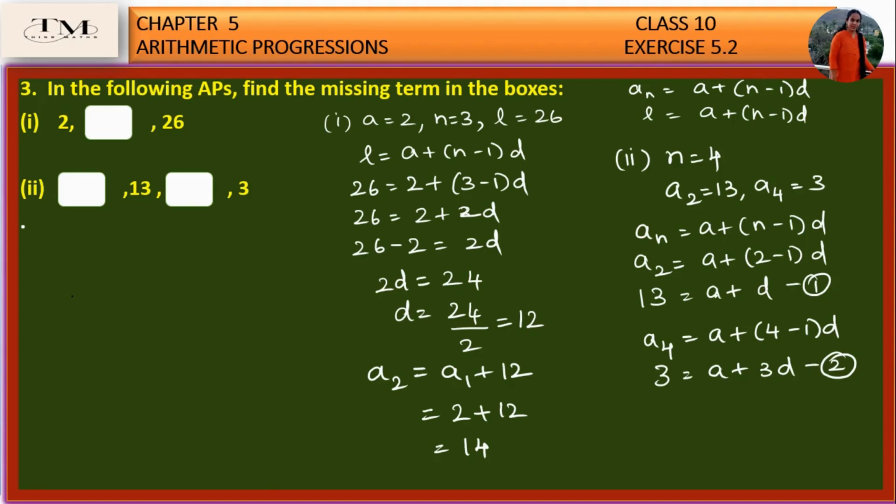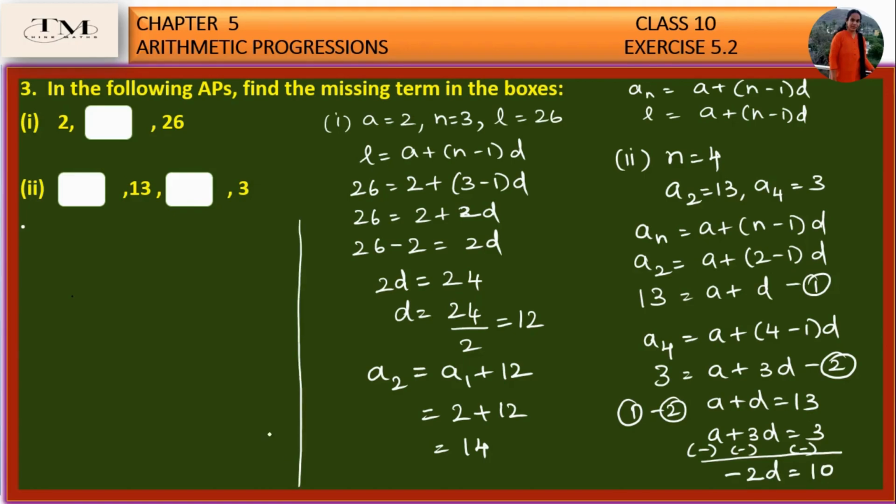Here the coefficient of a is the same, so we should subtract 1 minus 2. So 1 is a plus d is equal to 13, and 2 is a plus 3d is equal to 3. As we are subtracting, the signs of the second equation will change. So a minus a is 0, d minus 3d. We have to subtract, and the negative sign is for the bigger number. So we will get 1 minus 3 is minus 2. Minus 2d is equal to 13 minus 3, which is 10. So minus 2d is equal to 10.